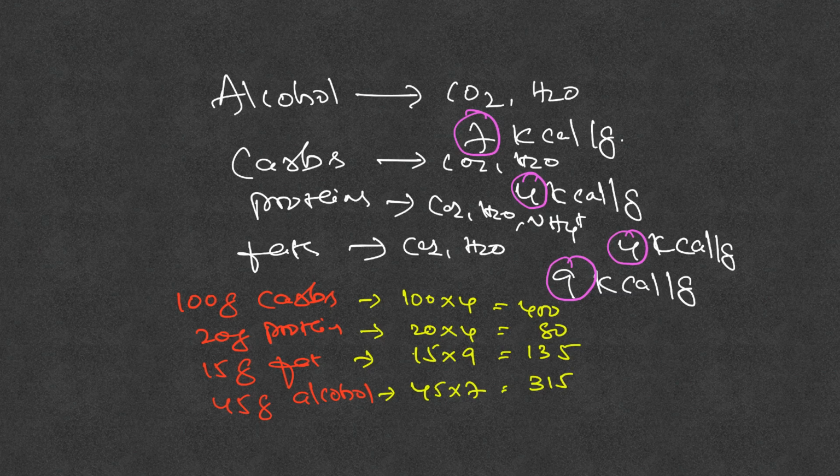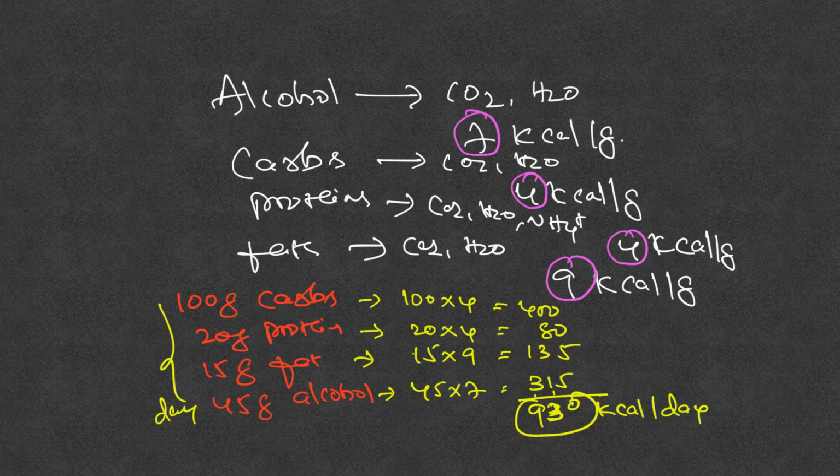Kilocalories. So if you add all of them together, 5 plus 5 is 10, so that is 0 here, and then 3 plus 1 is 4, 4 plus 1 is 5, 5 plus 8 is 13, so 3 goes here and 1 carries, and then 4 plus 1 is 5, 5 plus 3 is 8, 8 plus 1 is 9. So 930 kilocalories of energy per day. So if the person has taken all this in a day, the total amount of calories that he got from that particular day is 930 kilocalories, or simply saying 930 calories.